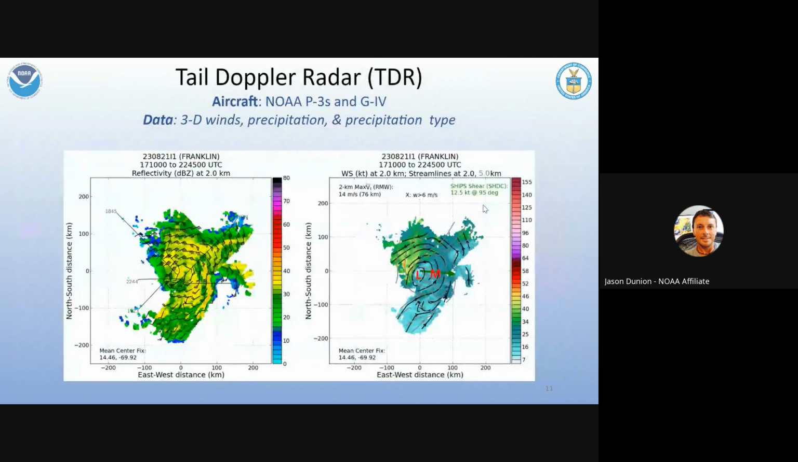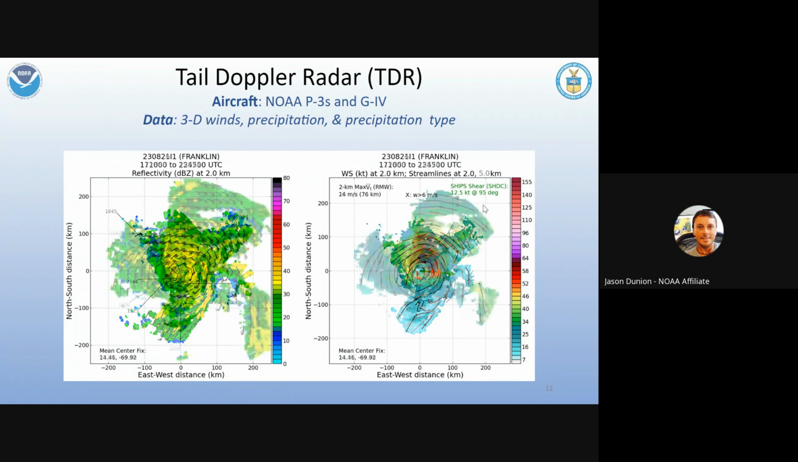Next. Just looking at TDR, we're able to get 3D winds, precip and precip type. On the left, it's from Franklin on the 21st P3 flight. It's 2 kilometer reflectivity. The right is highlighting streamlines at 2 kilometers, that's in black, and 5 kilometers in gray. And I put L and M for the low and mid-level circulation. So the takeaway here is that the vertical alignment of the storm just hadn't come together yet. It was still trying to get its act together.